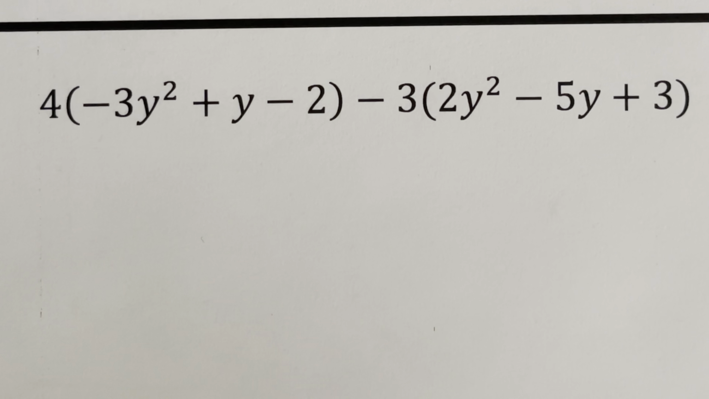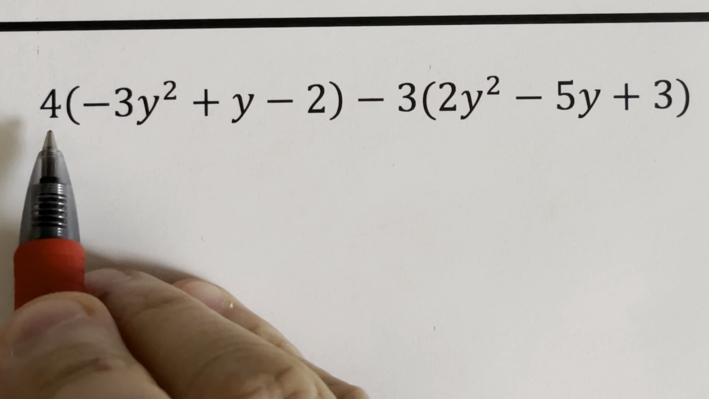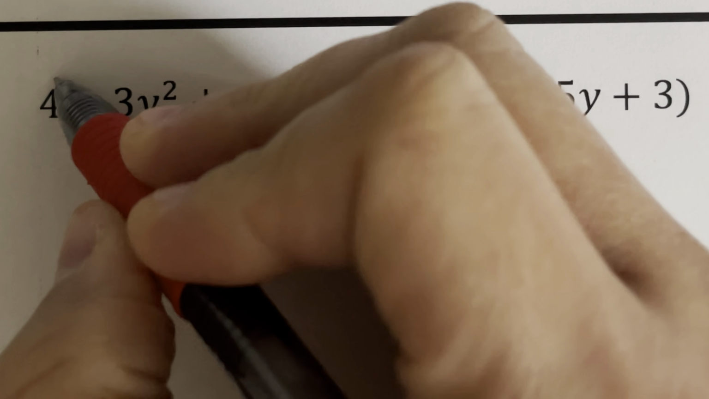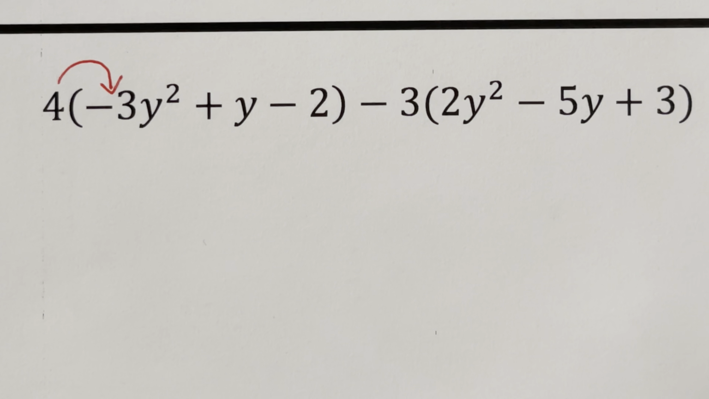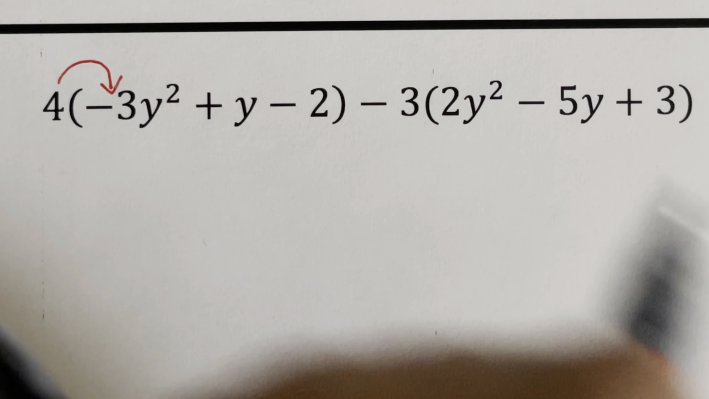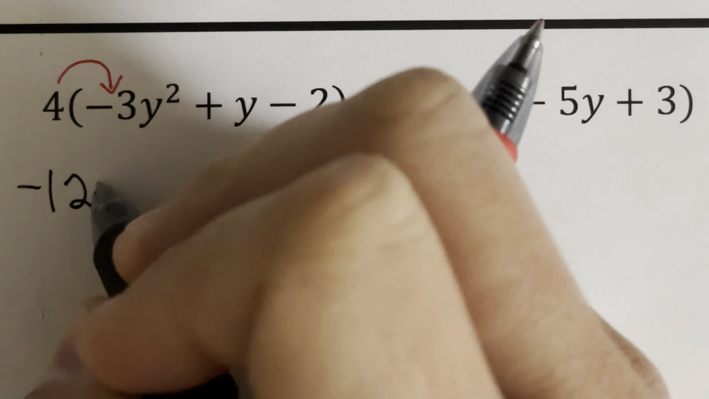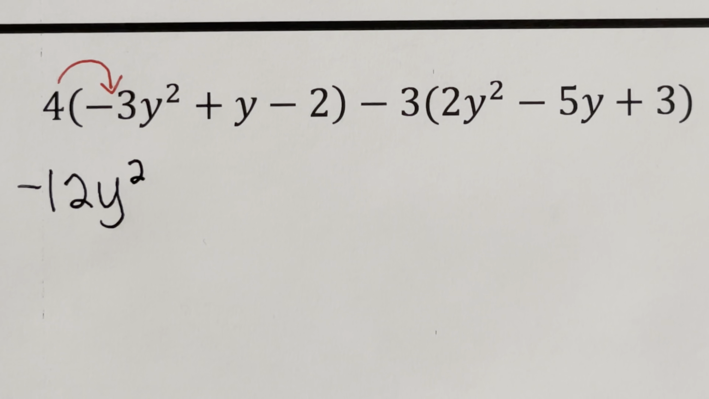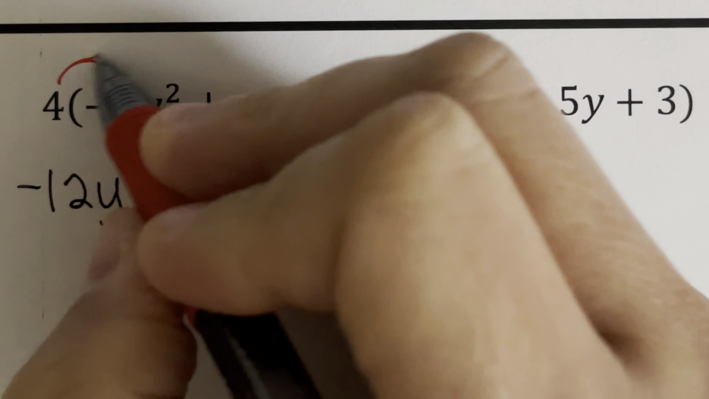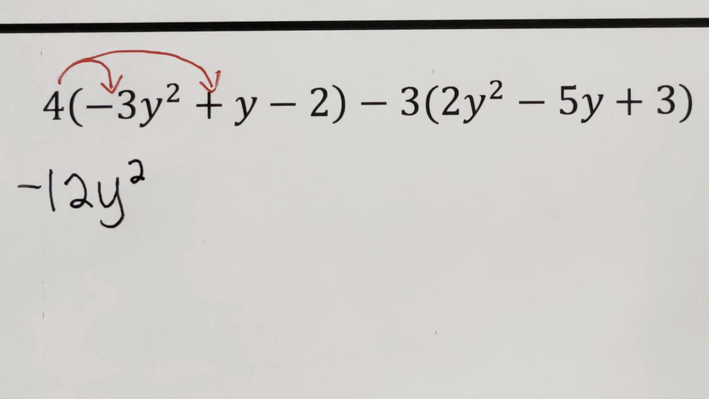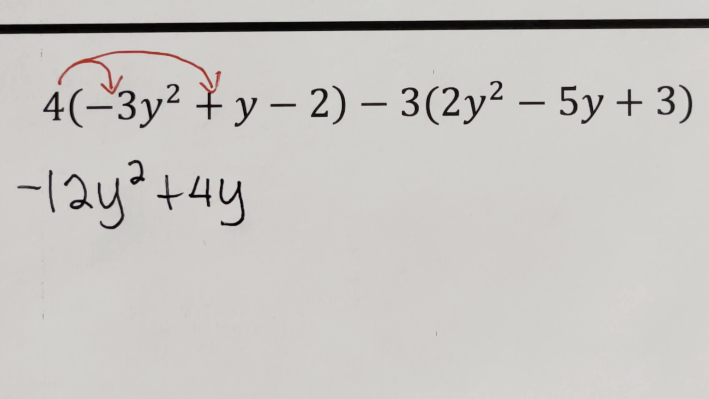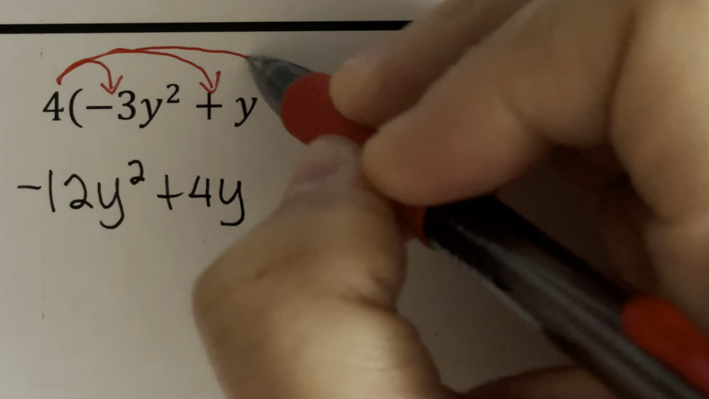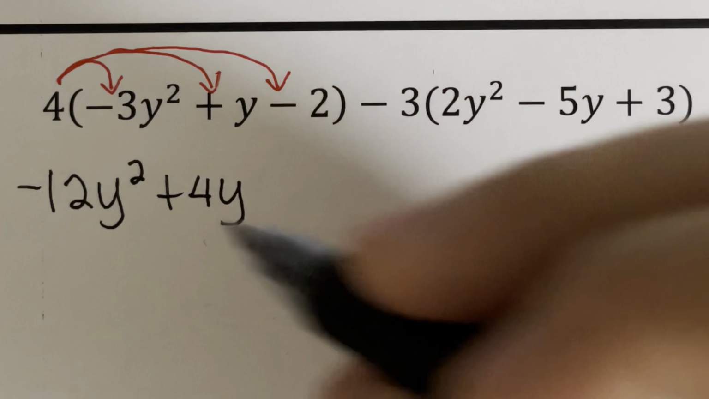Okay, so we go over the problem here. So it's pretty much the same thing. We are going to distribute this 4 to each of the terms inside the parentheses. So that is 4 times -3y squared is -12y squared. And then we have a 4 times y is a positive 4y. And then we have 4 times -2 is a -8.